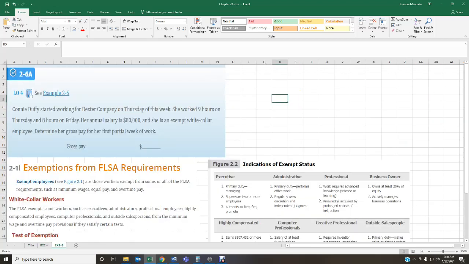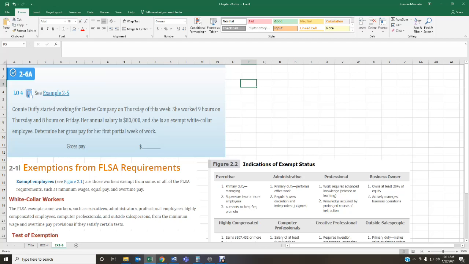Okay. So here we jump into the next exercise in this lecture. This is exercise 2-6A. It says Connie Duffy started working for Dexter Company on Thursday of this week. She worked 9 hours on Thursday and 8 hours on Friday. Her annual salary is $80,000 and she is an exempt white-collar employee. Determine her gross pay for her first partial week of work.